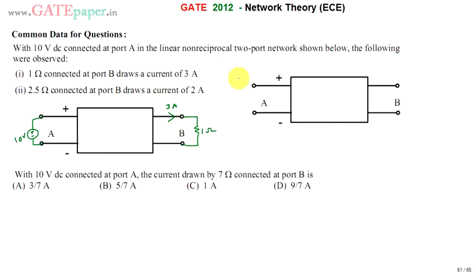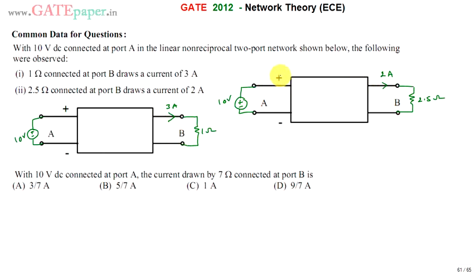For the same circuit, again 10 volts is connected at port A, and if port B is connected with 2.5 ohms, then the current drawn is 2 amperes. Now we are going to find, if this resistance is replaced with 7 ohms, what will be the current drawn by this resistance. That we are going to calculate.